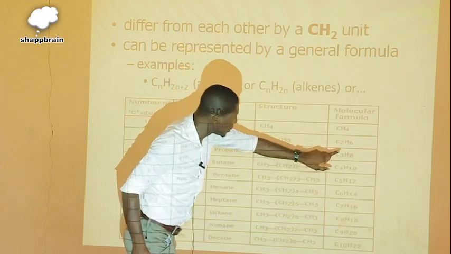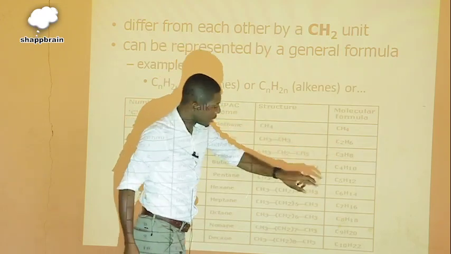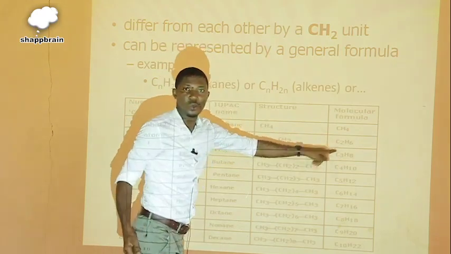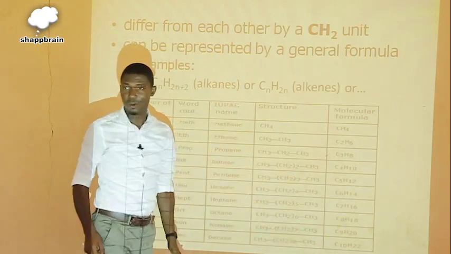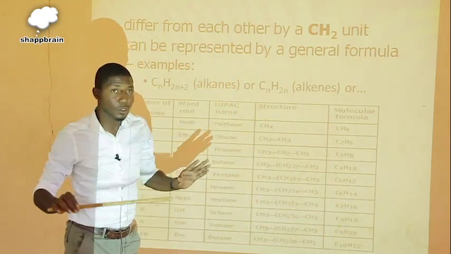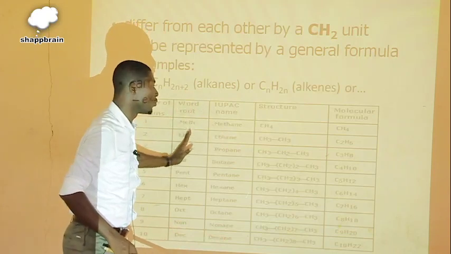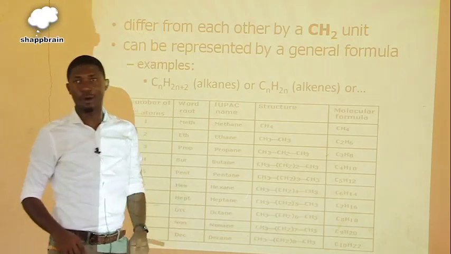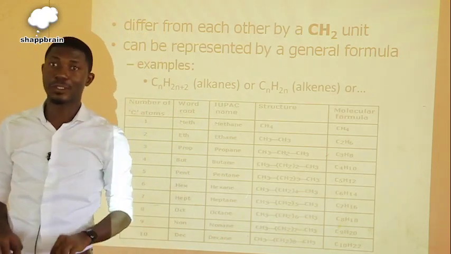The difference between this and that is what? CH2. The difference between this and that will also be what? CH2 is common. CH2 is common as you move down. And so for that reason, we say that they conform to the general molecular formula, and they form what we call the homologous series.